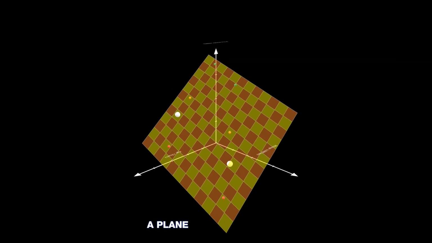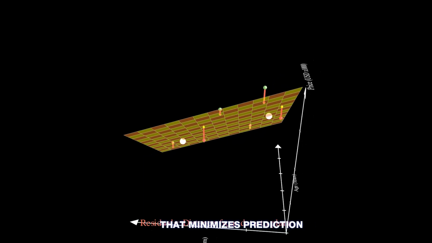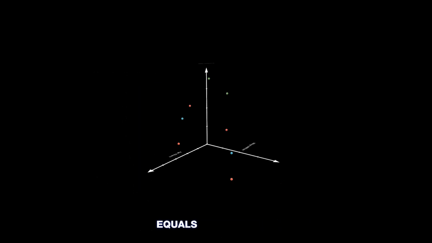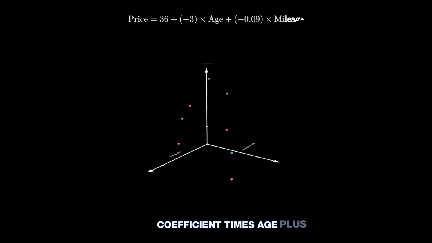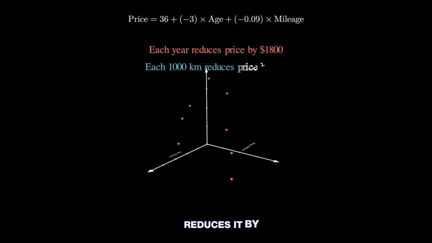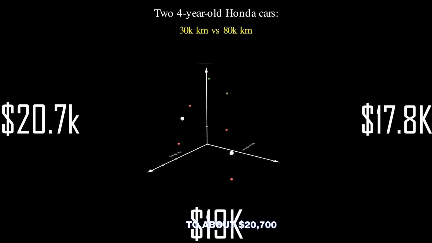Multiple regression fits a plane through this 3D space instead of a line. The algorithm finds the plane that minimizes prediction errors across all dimensions. Our equation becomes price equals intercept plus age coefficient times age plus mileage coefficient times mileage. The model determines each year reduces price by $1,800 and each 1,000 kilometers reduces it by $50. So our low mileage 4-year-old car prediction comes out to about $20,700. The high mileage version, approximately $17,800, much more accurate than our simple model's single $19,000 prediction.